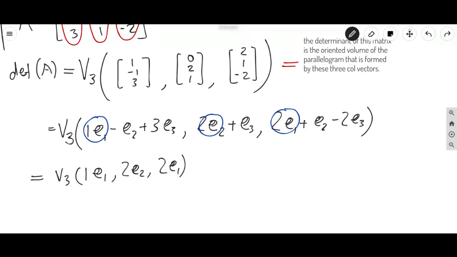So this is going to be 4 V3 of e1, e2, e1. But here's what you immediately notice. You have repetition. You see that you have an e1 over here and you have an e1 over there. Because you have repetition, you immediately know that it's equal to 0. If you have any repetition in these vectors, it will immediately be equal to 0.